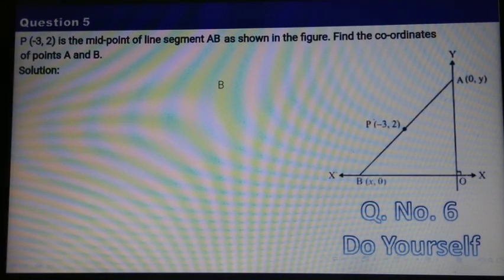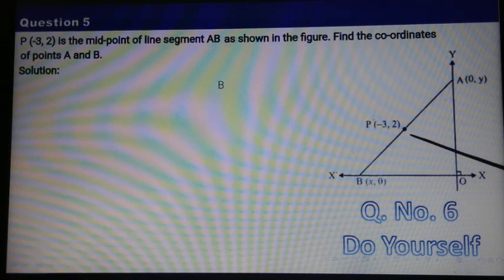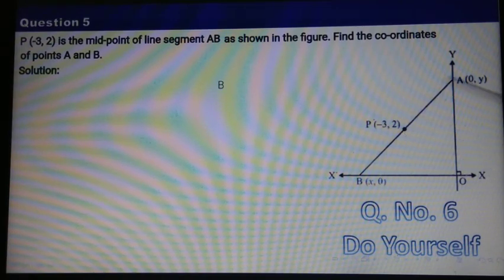Okay, let's move on to the next question. The question says P, that is (-3, 2), is the midpoint of the line segment AB as shown in the figure. So this figure is given to you. In the figure it is given that P is the midpoint of AB, fine. Since A is lying exactly on the y-axis, it is not moving towards the x direction, right? So that's why the value of x is going to be 0, that is abscissa 0, and let me call the ordinate to be y.